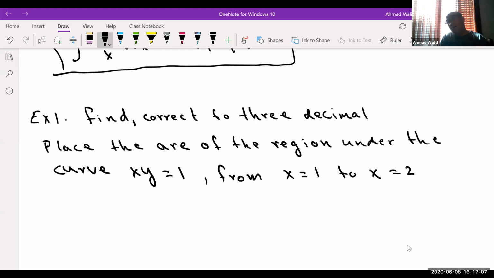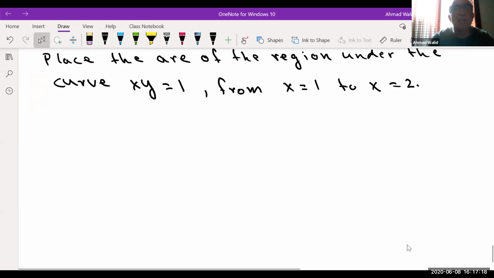As soon as you get a formula of integral, that means you can deal with the area, finding the area. Integral is finding the area, right? Integral means area under the curve. Okay, find the area under this curve. xy equal 1. Is this a curve?